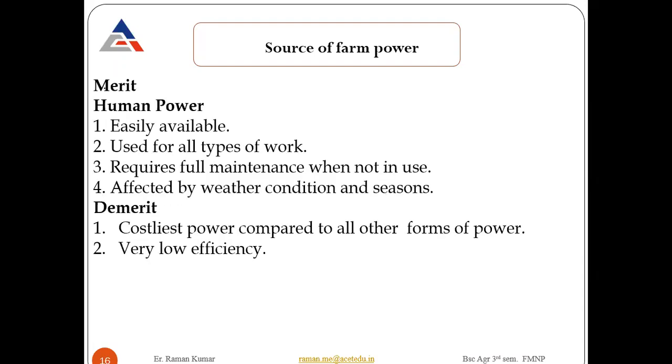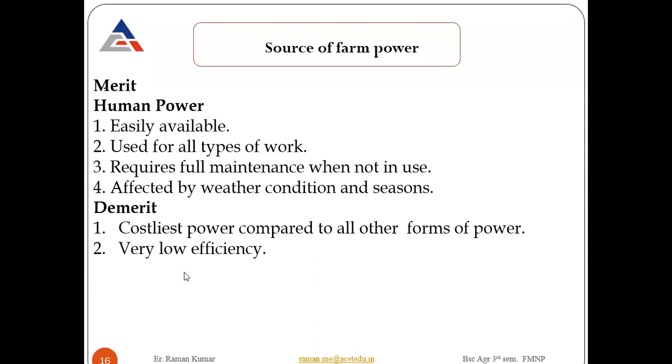So what are the merits and demerits of human power? Look here. First, human power is easily available, because humans are present everywhere. Number two, it is used for all types of work. And number three, it requires full maintenance when not in use. It is also affected by weather condition and season.